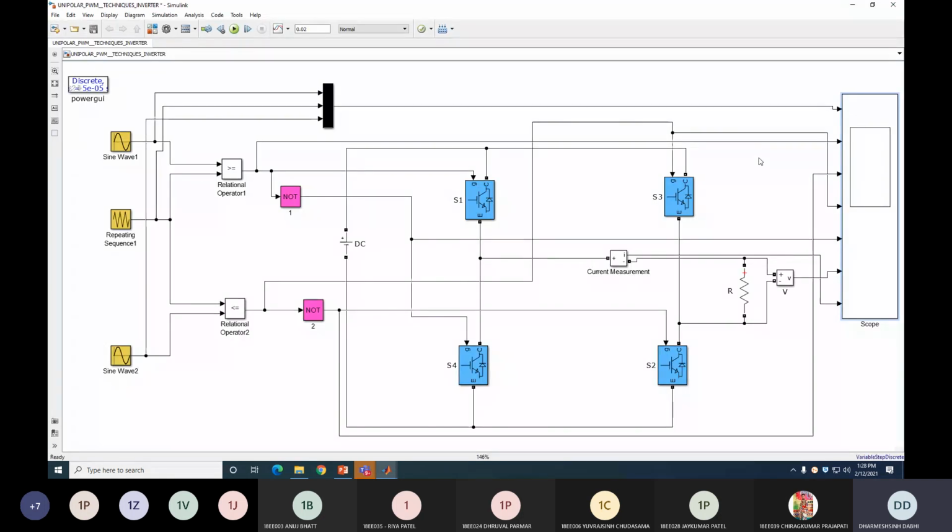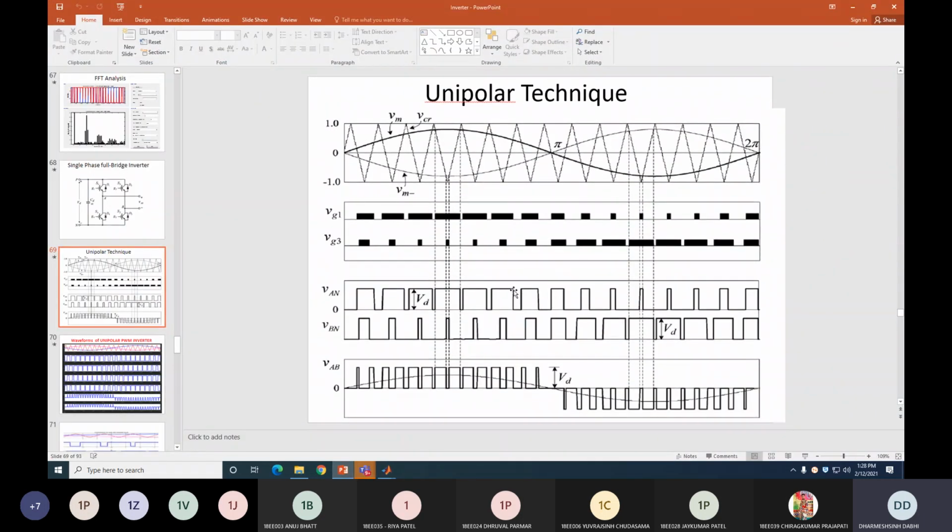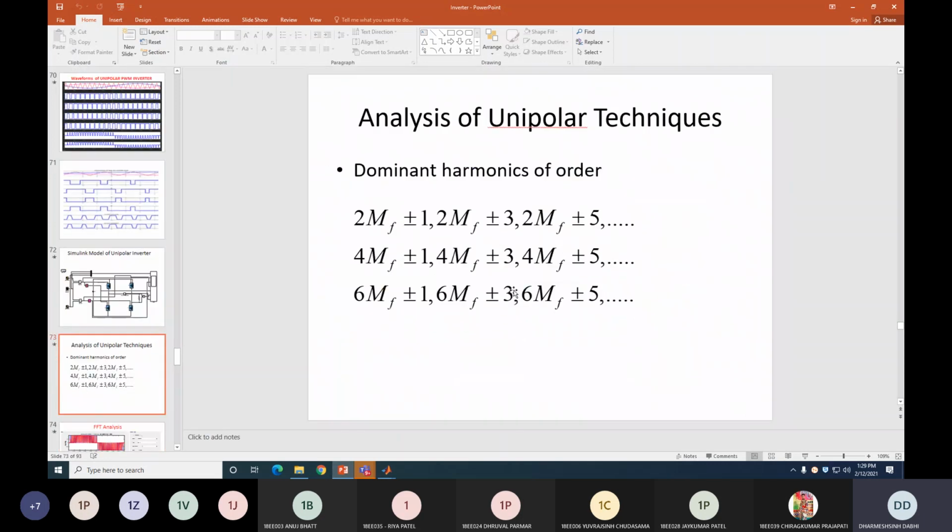So let's do the FFT analysis of this output voltage and check the dominant harmonics. In the theory, first we see what the dominant harmonics are. The theory says that the dominant harmonics are at 2 MF plus minus 1. Here MF is 20, as we have taken in the bipolar technique. It means 20 times 2 plus minus 1, so it is 39 and 41. So the first dominant harmonics are 39 and 41. And then after that 2 MF plus minus 3, it means 37 and 43. Same way 2 MF plus minus 5, it means 35 and 45.